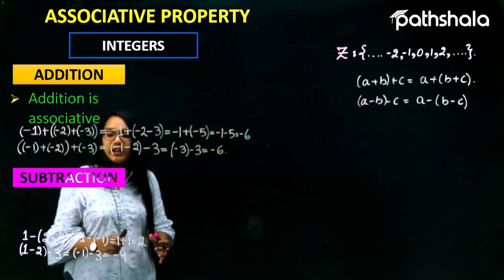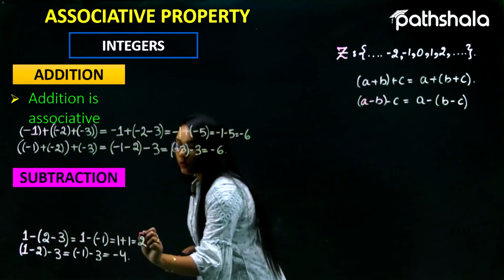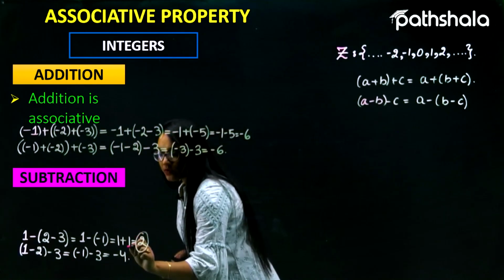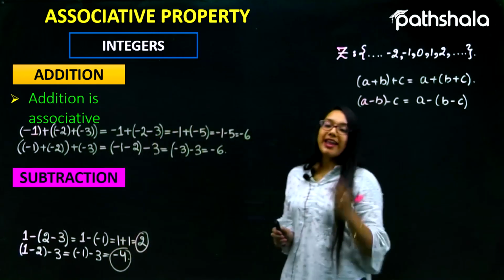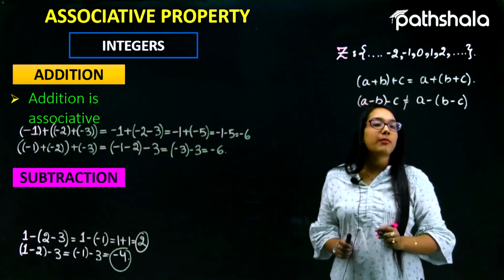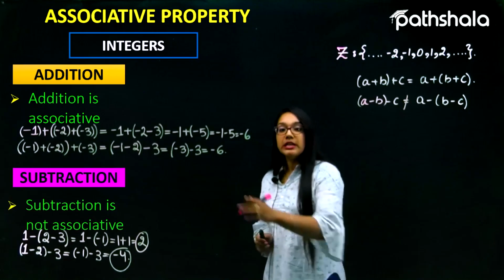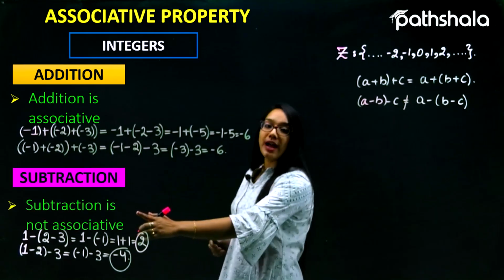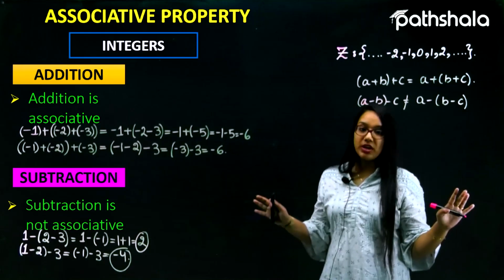So at the end, what will be the conclusion? Both of them are not equal to each other, because the answer of the first one is 2 and the answer of the second one is -4. It means that (a - b) - c is not equal to a - (b - c) for any three integers a, b, c. Hence, subtraction is not associative in nature.